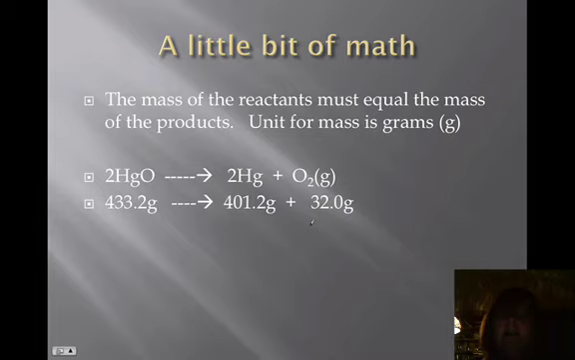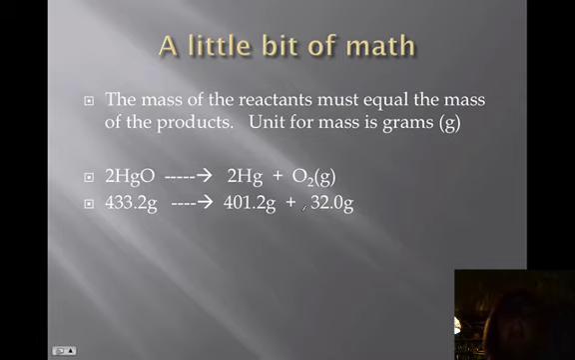Now, the number of atoms has to be the same on both sides of the equation, so the mass of the reactants must equal the mass of the products. We haven't talked about units yet, but the unit for mass is grams, which has the abbreviation of a little g. So here we have mercury oxide. 2 molecules of mercury oxide, that's our reactant, and it's decomposing, yielding 2 mercuries and some oxygen gas. If we started with 433.2 grams of the mercury oxide, we would make 401.2 grams of the mercury and 32 grams of oxygen. This side equals this side. The grams on our reactant side equal the grams on the product side.